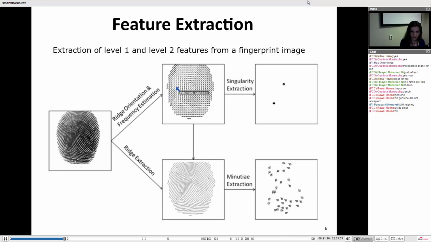So this is an overview of what we are going to do now. First we start from ridge orientation and frequency estimation, and then once we have the orientation map, we can extract the singularity points.